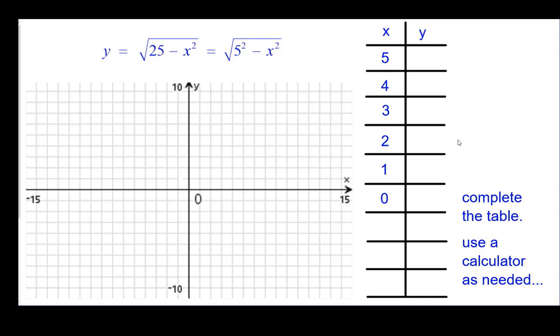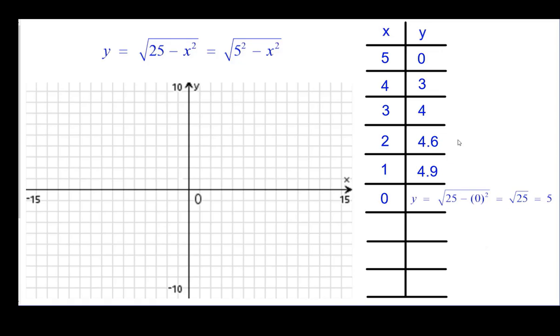So looking at some positive numbers, we picked these. I'll ask you to pause the video and complete the table. Some of these you're going to need to use a calculator. So for 5, we get 0, and then for 4, we're going to get 3. For 3, we're going to get 4. Now for 2, we got the square root of 21, which we had to approximate, about 4.6. The square root of 24 is almost 5, but it's a little bit less, 4.9. And for 0, we do get 5.